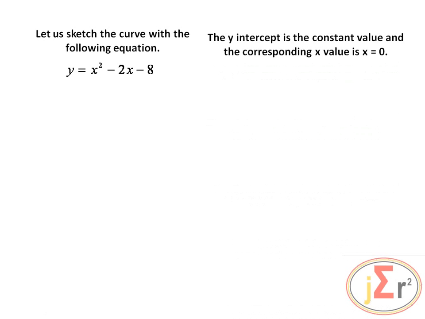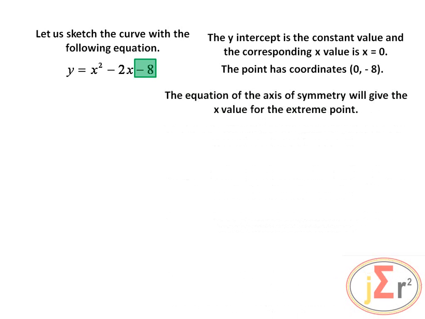The y-intercept is a constant value, and the corresponding x value is always 0. So the y-intercept, or the point where the curve crosses the y-axis, at that point x is equal to 0, and the point has coordinates 0, negative 8. So x is equal to 0, and the value of y will be that constant value of negative 8.